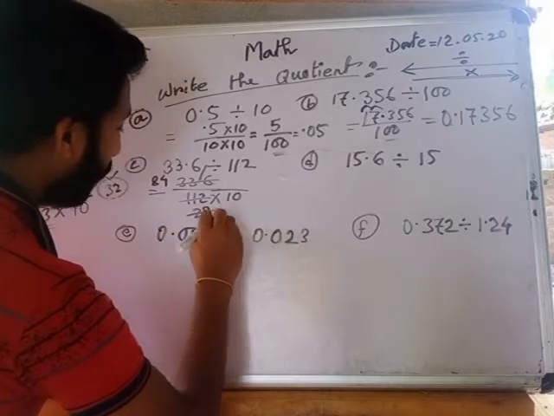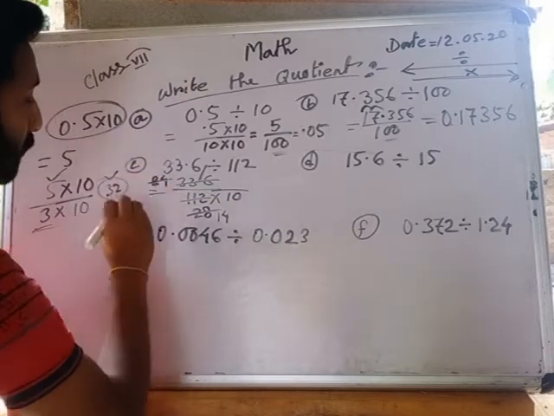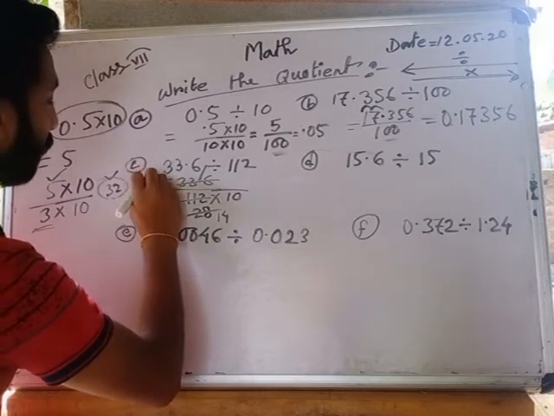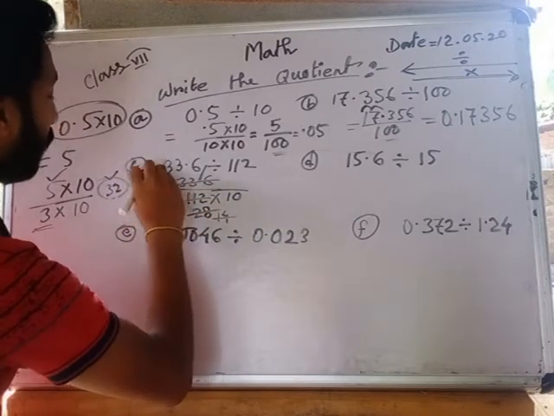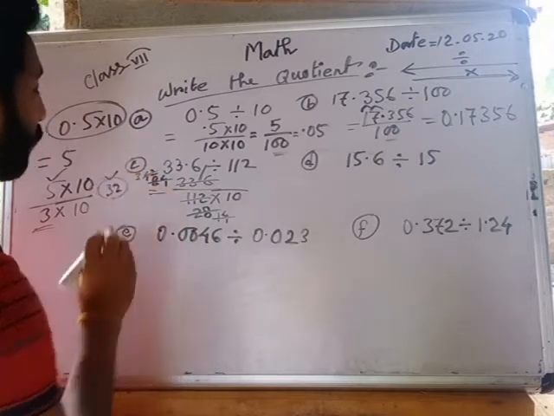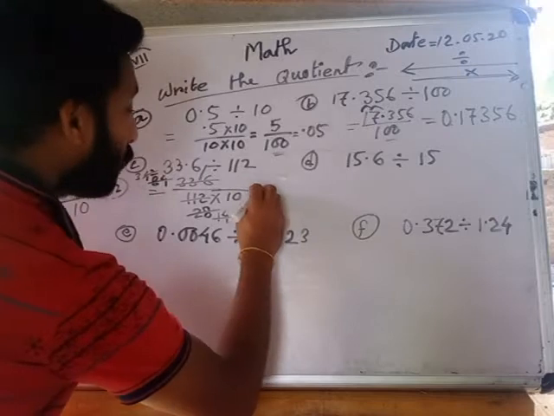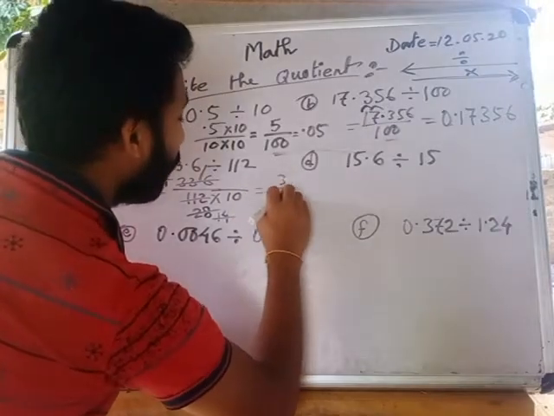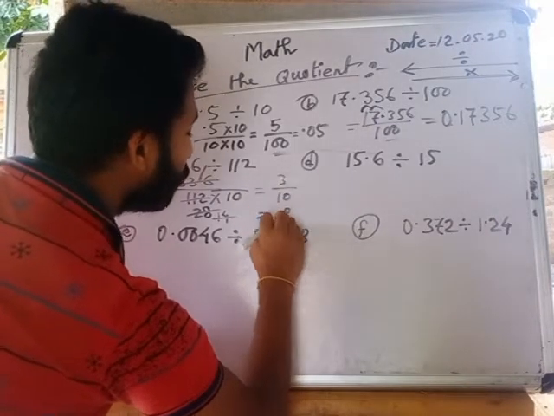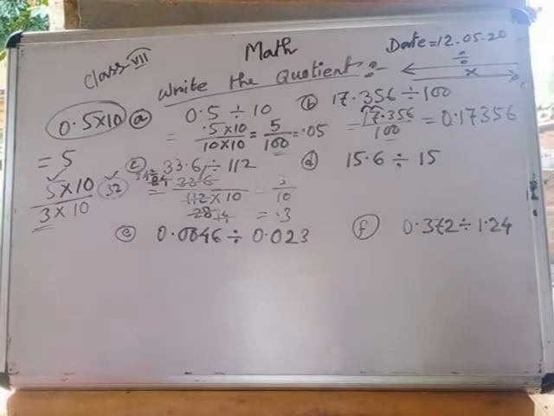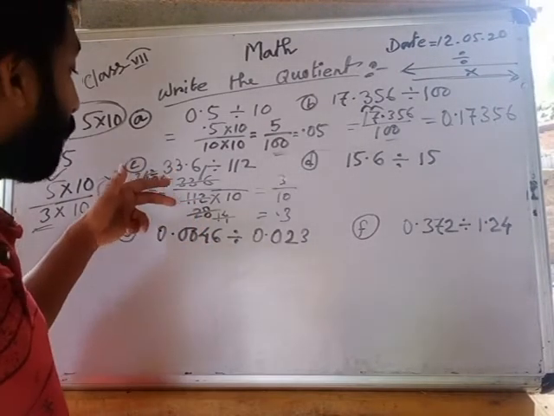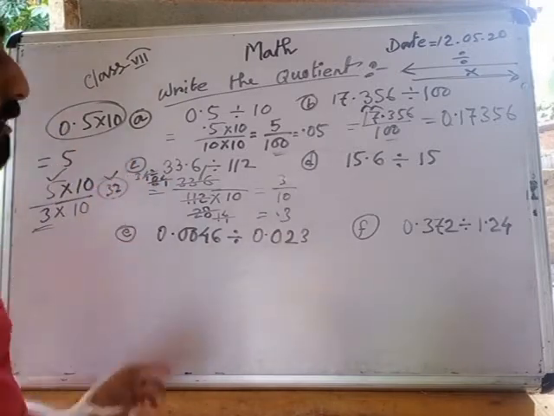For 14, that is also 42. 14 cut with 42, that means 14 3s are 42. So that is 3 left by 10, that is 0.3. So we should divide the numbers very carefully. We should divide both numbers by the same number.